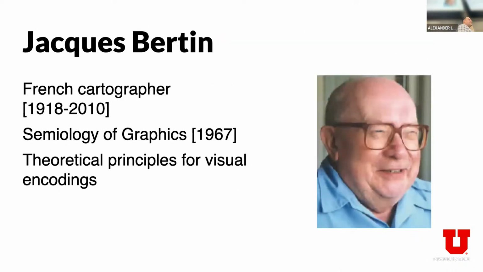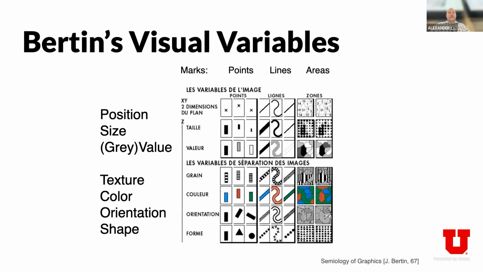This goes back, at least formally, to a French cartographer, Jacques Bertin. He wrote this very influential book, Semiology of Graphics, and he developed these theoretical principles for visual encodings. This is the table that he has in his book. It's in French, and I put the English terms here, and you will see that the table that we use nowadays is fairly similar to that. So we have position, size, value, texture, color, orientation, and shape. And then he has the different marks, points, lines, and areas, right? And so he described this.